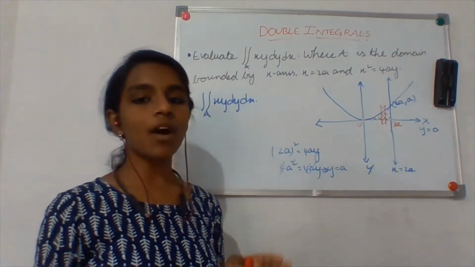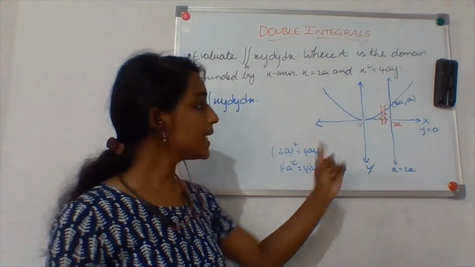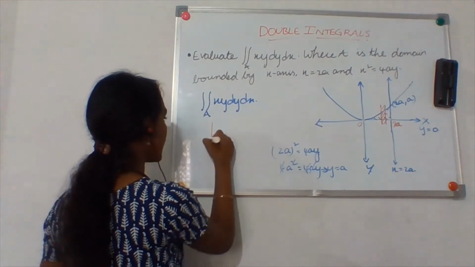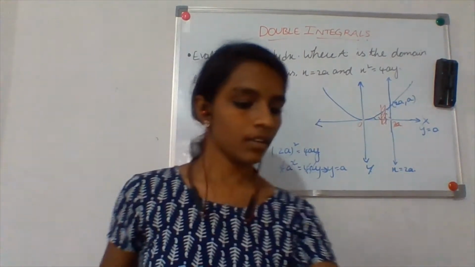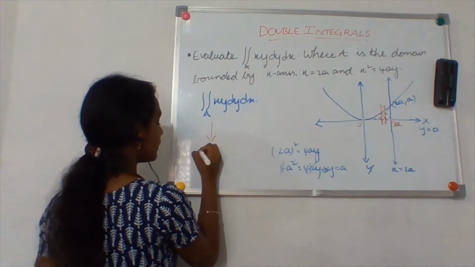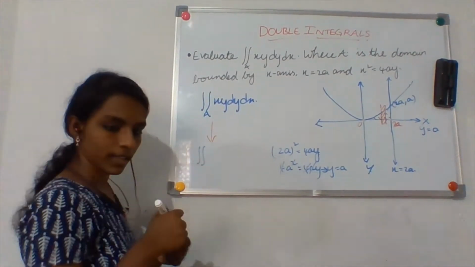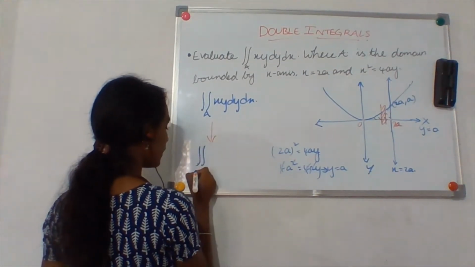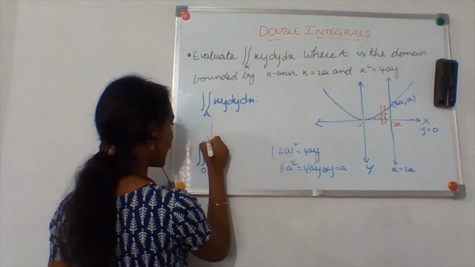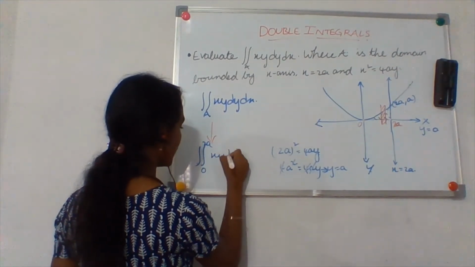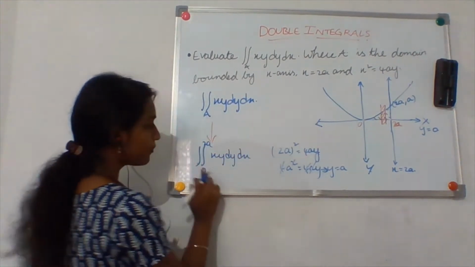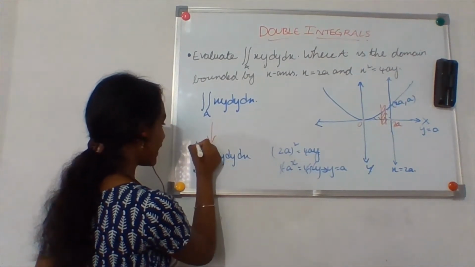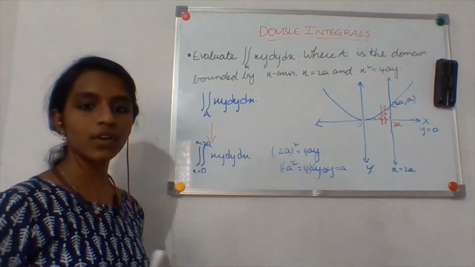So the limits with respect to x will be 0 to 2a. If I write this same thing out here, then this will be the integral from 0 to 2a of xy dy dx. This is common, and I have now found the limits with respect to x. So x is equal to 0 and x is equal to 2a. That is what I have found.